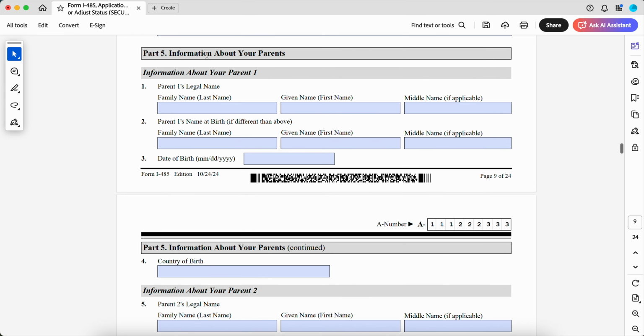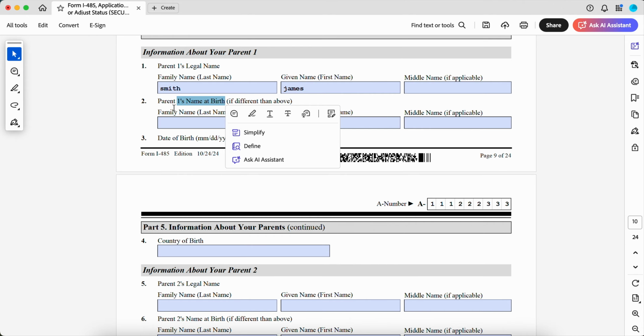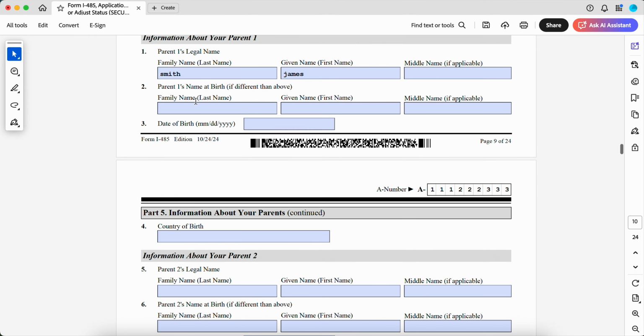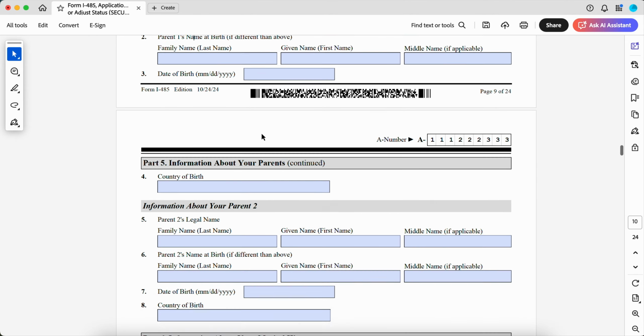Next, information about your parents. You write your parents' names. Parents' first name at birth is basically if your mother had a maiden name, you have to write your mom's maiden name here, and you have to write the country of birth for both parents. So these sections are both devoted to your parents' information. If you don't know one of your parents or both, you just leave it blank and write unknown.